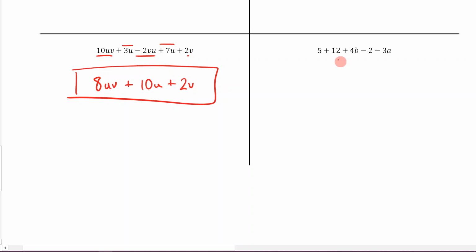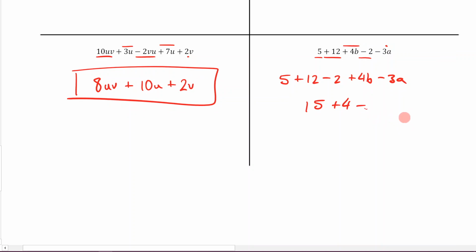Let's now come over here and do our very last one. So I have 5, I have plus 12, I have minus 2. So for this one, I might just write them down so I don't get confused here. So they're all my constants which I can gather together. Then I have plus 4b, and that doesn't have any like terms. And I have negative 3a, which also doesn't have any like terms. And if I was to join these together, what I'm going to end up with is 15 plus 4b.